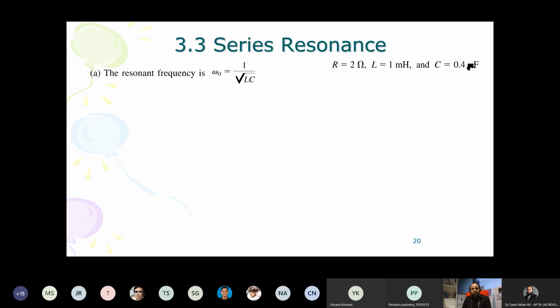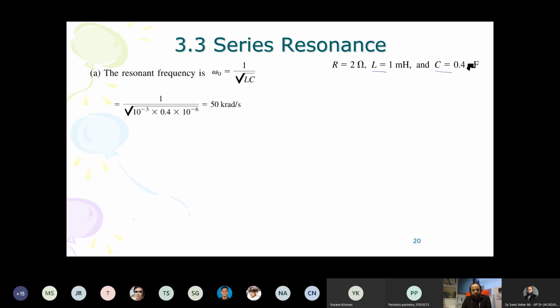So the resonant frequency, if you remember, is 1 upon under root LC. We have the value of L, we have the value of C. We can find omega naught very easily. Now that we have all the formulas, it's straightforward, but it's important to understand all these things. So resonant frequency is 1 upon under root LC. We just put the values in. 50 kiloradians per second is the resonant frequency.